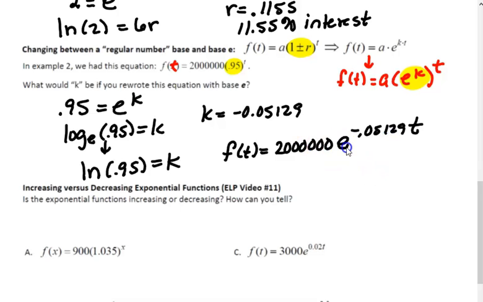Now you might think, why would I even want to bother with base e when 0.95 is so understandable and easy to use? In this situation, yes, I would probably stick with 0.95. But I want you to be able to go back and forth, because in calculus, using base e actually makes your life easier. So I want you to be really comfortable with base e and how these two are related to one another.